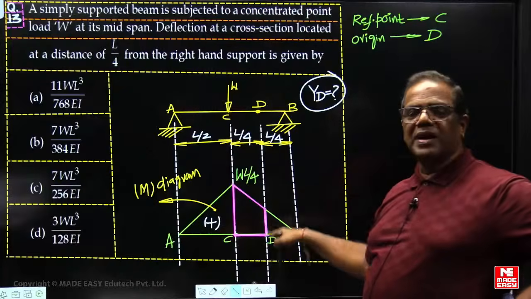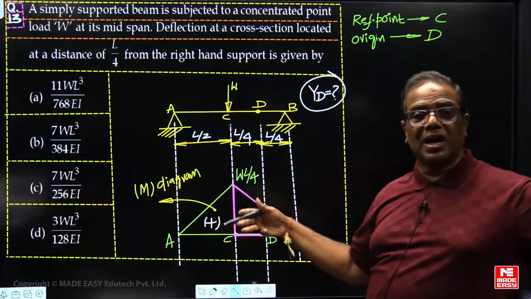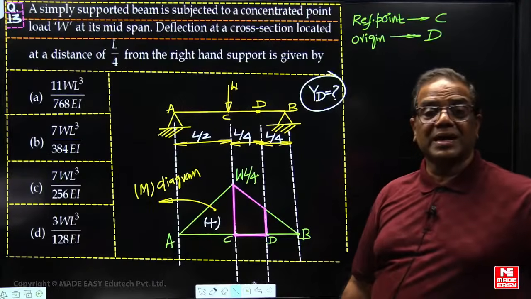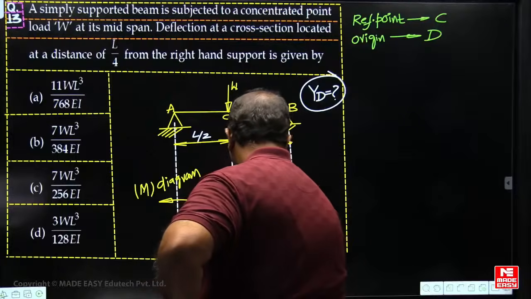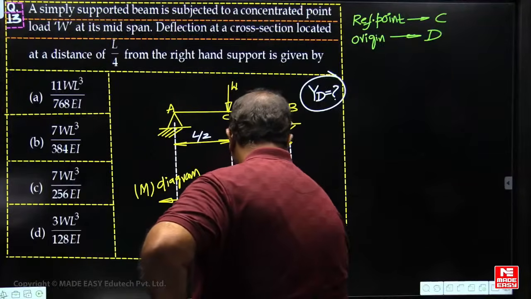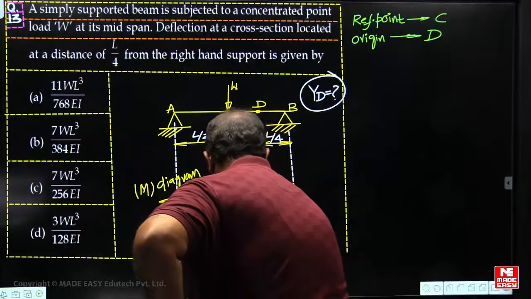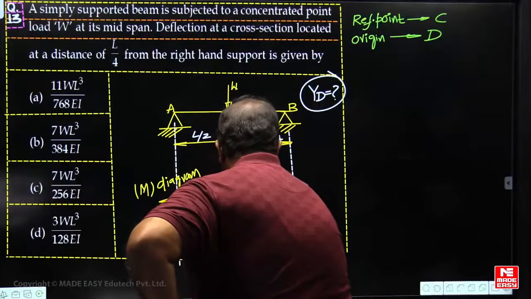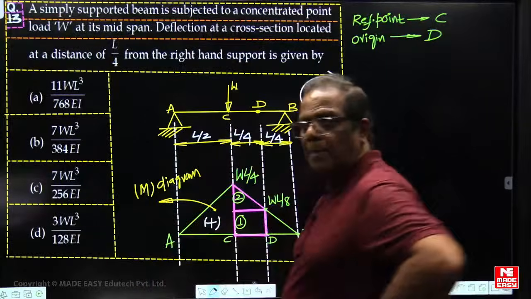Now what is the shape of the diagram? A trapezium. If you know the trapezium area and centroid, you can take it directly. Otherwise, split it into a rectangle and a triangle. So this I'm calling 1, and this is 2. Now WL upon 8.